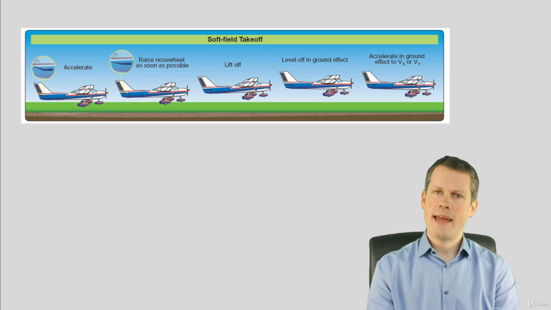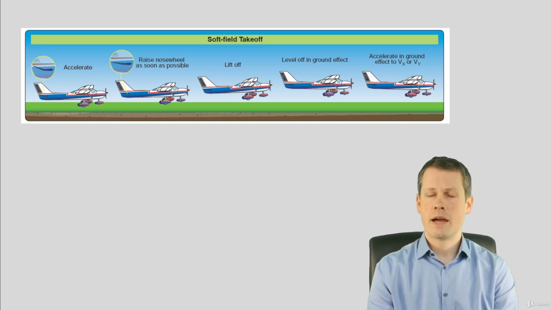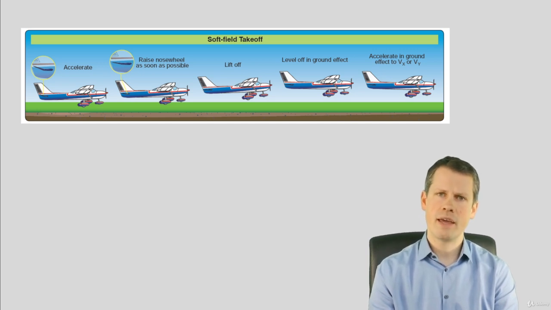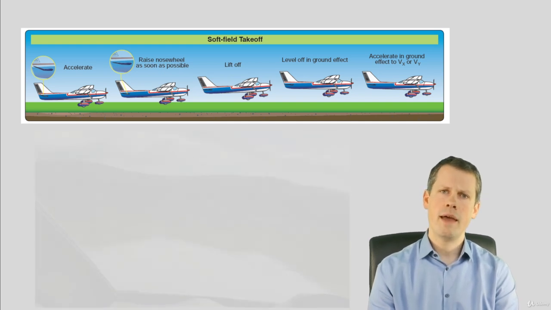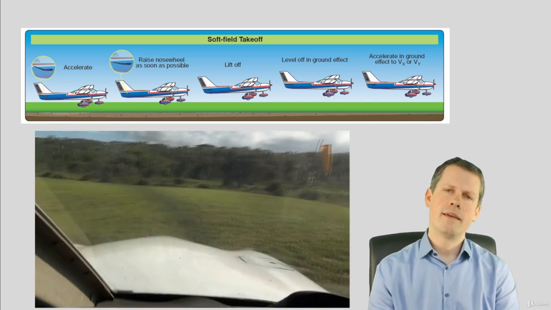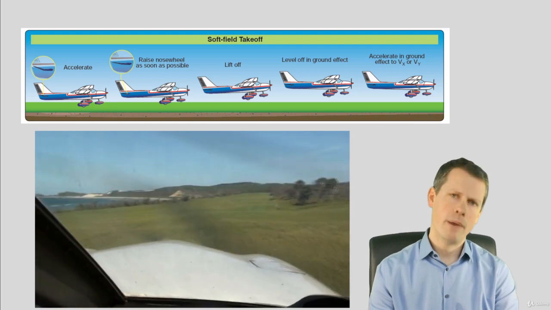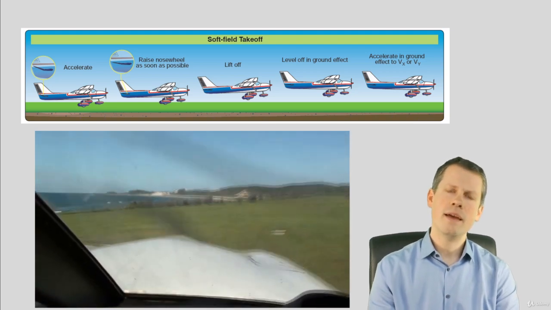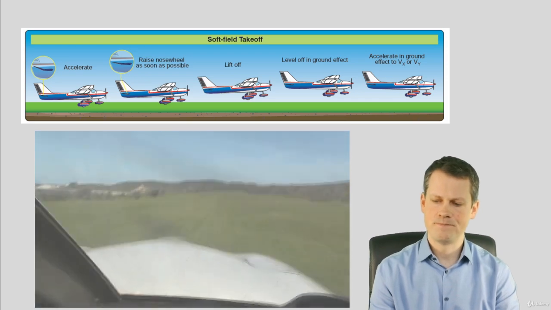So when you've completed everything, all checklists and so on, check if you have clearance. In most cases, this would be an uncontrolled field. So check for traffic. And if you're really sure that you've done everything and that you can do your takeoff now, start to move onto the runway and immediately start your takeoff roll. Because if you stop on soft ground, it will take a lot of power to get going again. So you should really already take this taxi speed into the takeoff roll, for example.